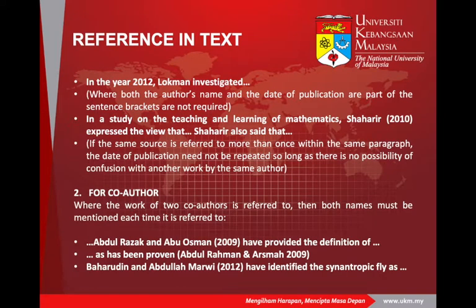Where both the author's name and the date of publication are part of the sentence, brackets are not required at all. For example, in the year 2012, Lokman investigated ... If the same source is referred to more than once within the same paragraph, the date of publication need not be repeated as long as there is no possibility of confusion with another work by the same author.